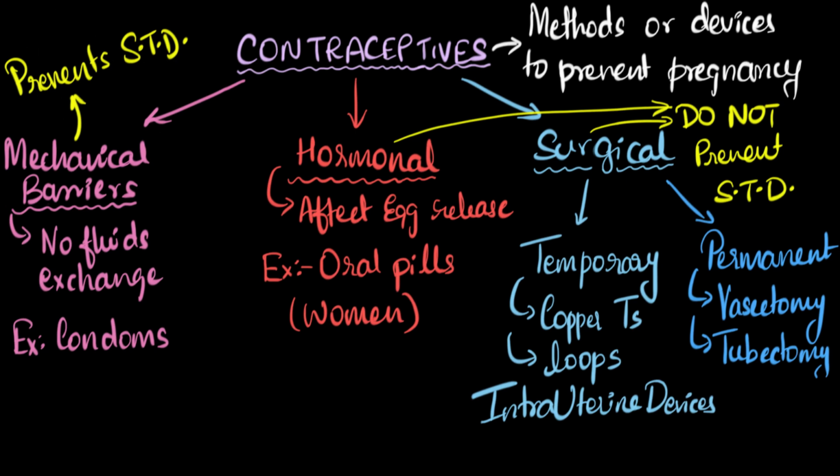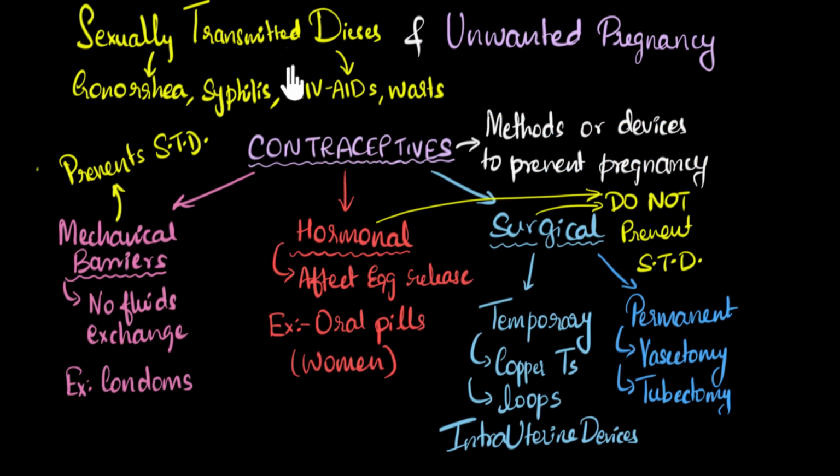Let's quickly summarize what we learned. We saw that sexual intercourse can cause sexually transmitted diseases. Some are transmitted by bacteria, some by viruses, and they happen because of the exchange of body fluids. Another thing is it can cause unwanted pregnancy. So to avoid them, we have something called contraceptives, which are usually thought of as methods or devices which prevent pregnancy. And there are three major kinds. The mechanical barriers, which include condoms. They allow no exchange of fluids, so they prevent pregnancy and also prevent STDs.